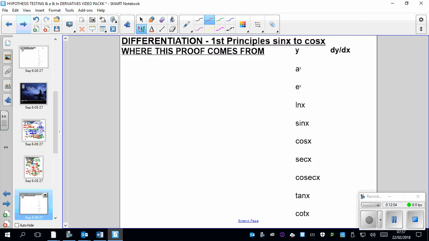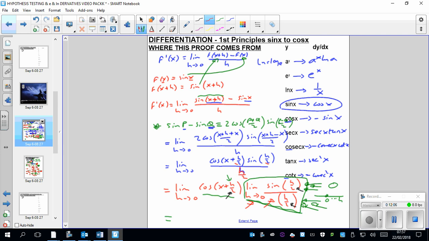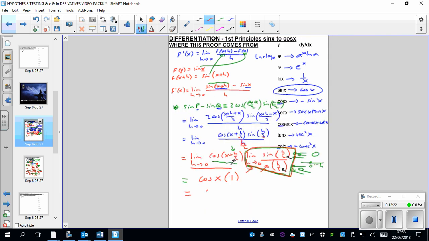So we've just proven by the squeeze theorem that this whole section, when you take the limit, is 1. And when I take the limit here, as h tends to 0, cos of x plus 0 over 2 is just cos x. And on the other side, I'm just multiplying it by 1. So we're left with cos x as required. Lovely jubbly. And that's the proof of why sin x goes to cos x when you differentiate it.